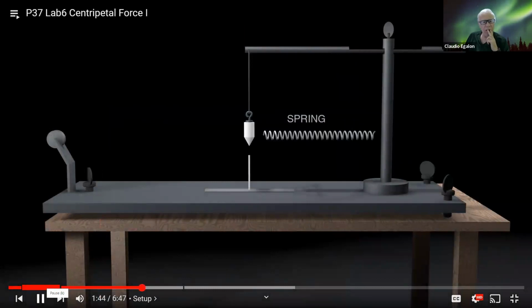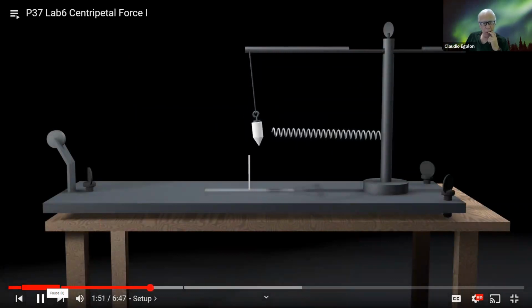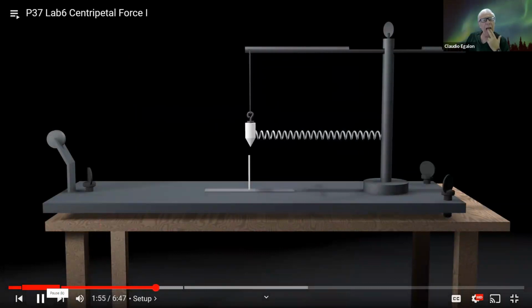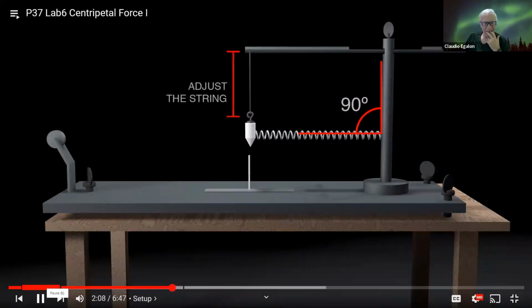A spring is provided. Attach one end of the spring to the rotating shaft. Attach the other end of the spring to the mass bob. Hold the bob until its tip coincides with the tip of the indicator rod. While holding the bob, check if the spring is horizontal. If it is not, adjust the bob's height by either winding or unwinding the string attached to the crossbar. Remember, tip of the bob to the tip of the rod. Horizontal spring, vertical string.